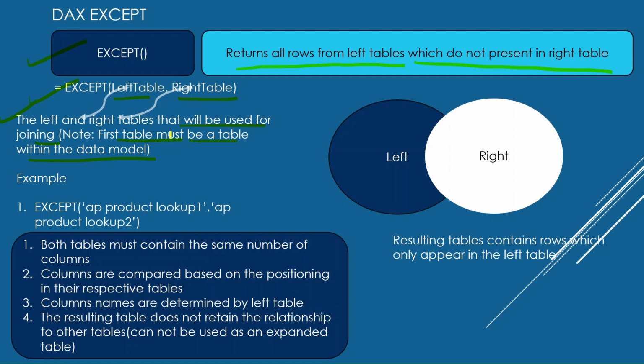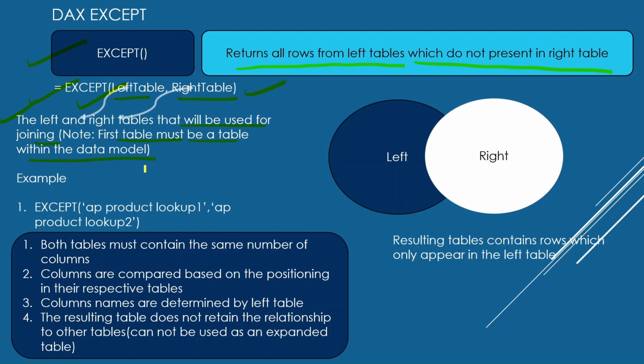Whenever we want to figure out which rows are present in which table and which rows are not present in which table, then with the help of the EXCEPT function we can do it. So first, suppose we want to find the rows which are present in the left table and not present in the right table. We need to provide the table names in a sequence like this. One very important thing is that this left table must be present within the data model.